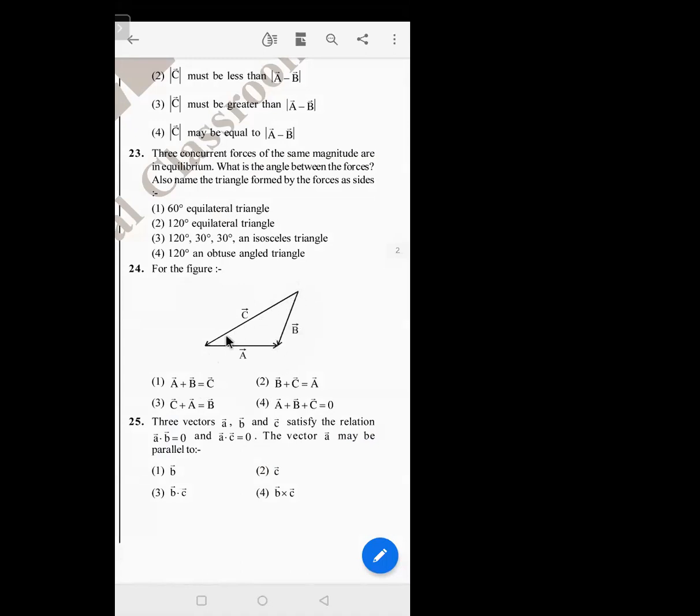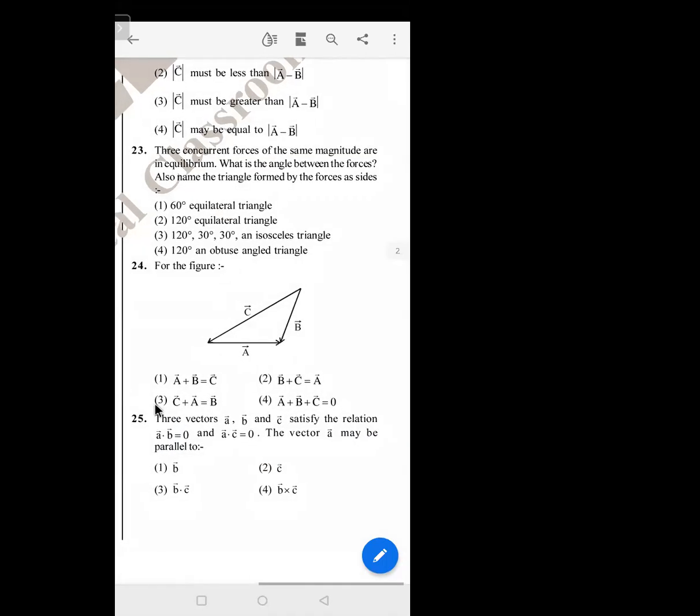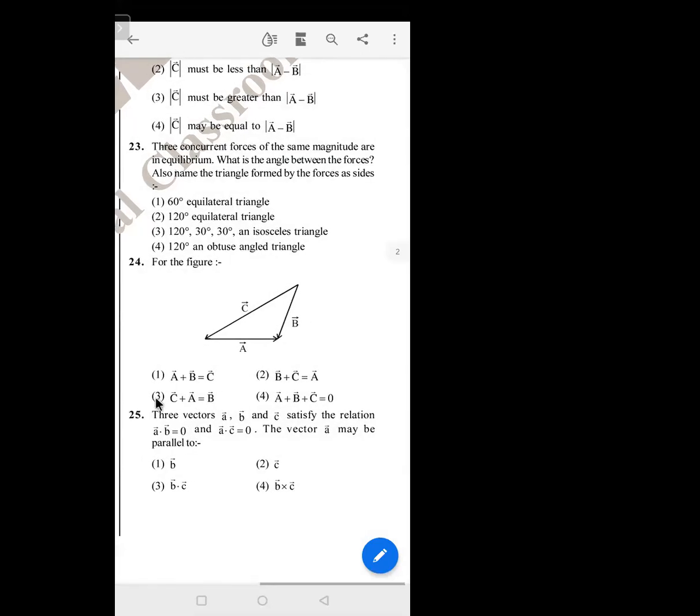C vector arrow mark is in this direction. B vector arrow mark is in this direction, and A vector is in this direction. B vector is opposite. So C bar plus A bar must be equal to B bar. For 24th, third option must be the answer. Clear for everyone?